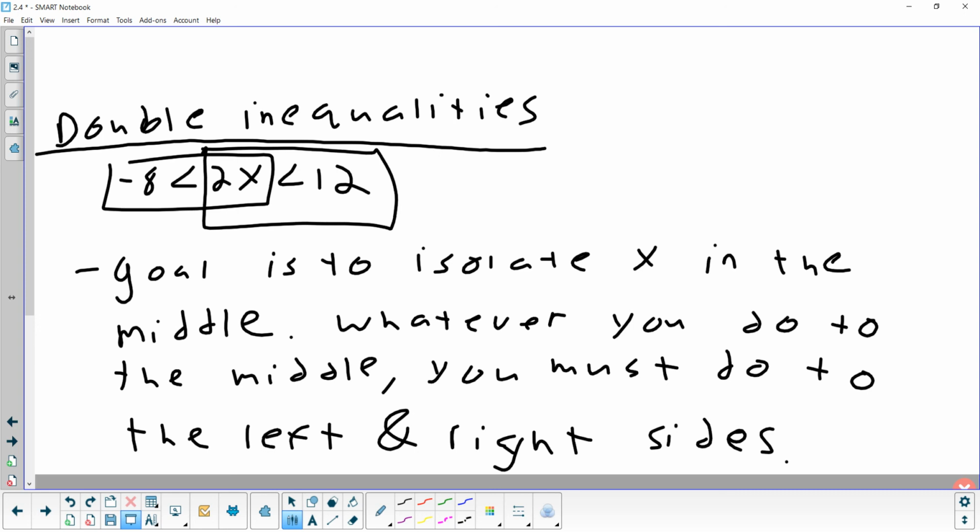Sometimes you have to separate that as one problem and separate that as another problem. That usually happens when you have variables in more than one spot. This one doesn't. It only has a variable in the middle. So if I wanted to solve this one for x, all I'd have to do is divide by 2 here, here, and here. So whatever you do to the middle, do to the left and do to the right.